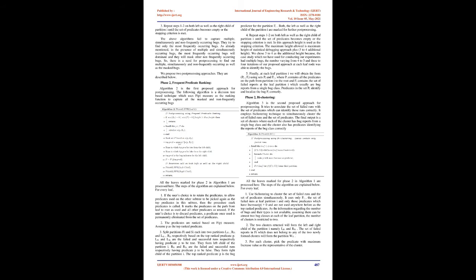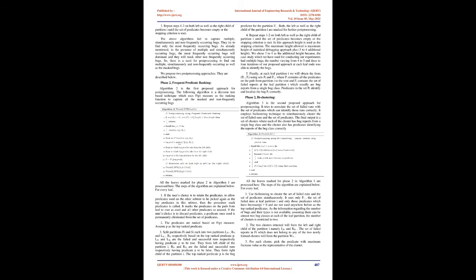2. Split sets Fi and Si, the sets of failed and successful runs in the ith iteration of the algorithm, each into two sets LFi, RFi, and LSi, RSi respectively based on the top-ranked predicate P. LFi and LSi are the failed and successful runs respectively having predicate P to be true. They form the left child of the partition i. RFi and RSi are the failed and successful runs respectively having predicate P to be false. They form the right child of the partition i. The top-ranked predicate P is the bug predictor for the partition Fi. Figure 3.2 shows how the set i is split based on predicate P.